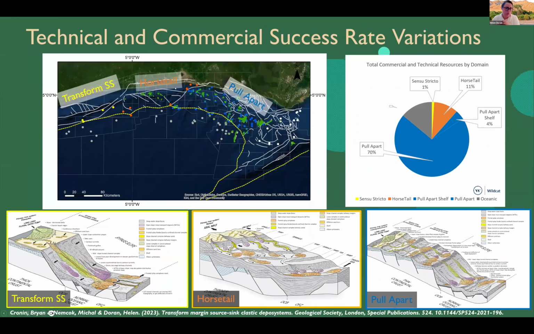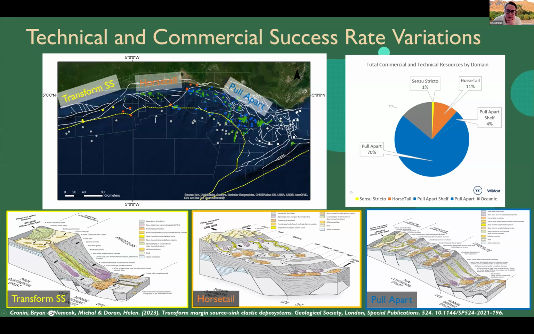If we move to just summarize everything that we've spoken about today, I hope that we've illustrated quite clearly that the key variations in commercial and technical success across the Tano-Ivorian Basin are linked to the transform tectonics. The map above, I've color-coded where each well sits per domain, positioned to coincide with the pie chart on the right. And again, thank you to the guys at Wildcat for giving me the stats.